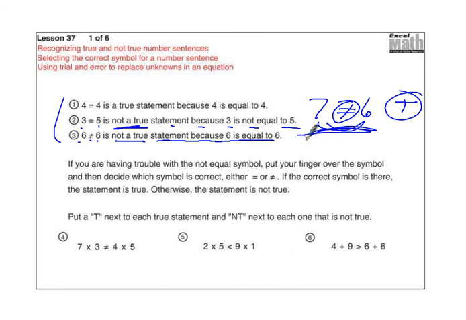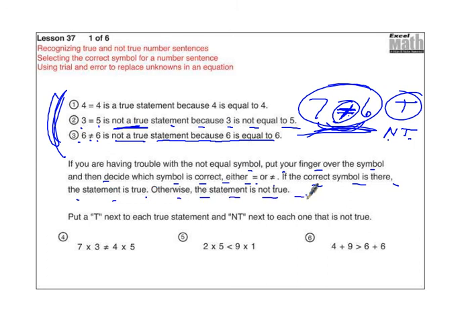These are some of the trickiest for kids. They don't even mention that in here, unfortunately, but yeah, these do throw kids off because they see the not true sign, or the not equal sign, and so they write not true every single time, even when this is true. 7 is not equal to 6. If you are having trouble with the not equal symbol, put your finger over the symbol and then decide which symbol is correct, either equal or not equal. If the correct symbol is there, the statement is true. Otherwise, the statement is not true, and that's good advice.